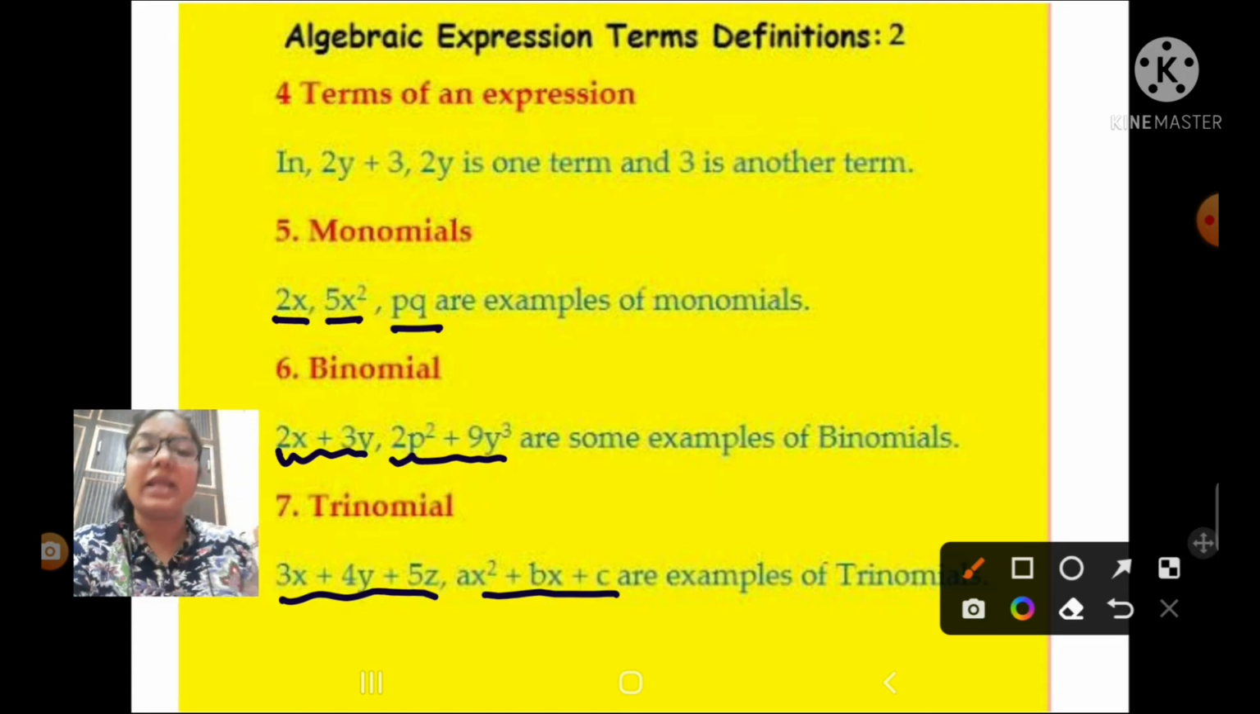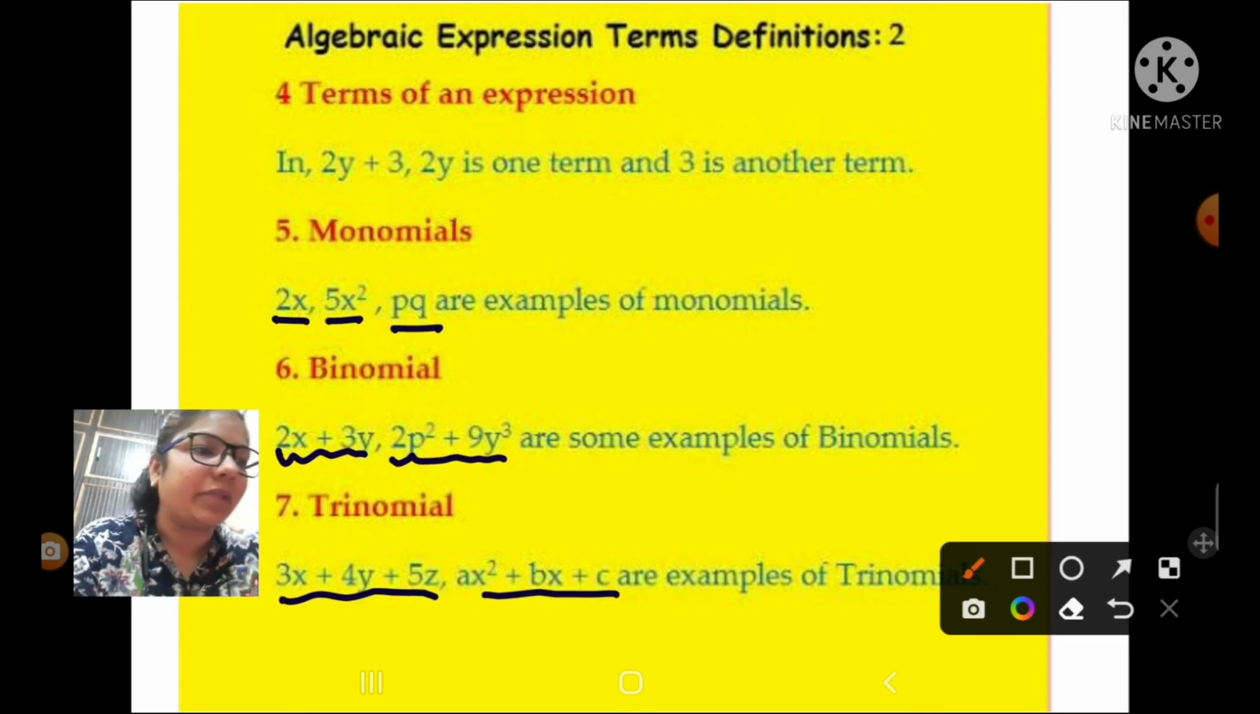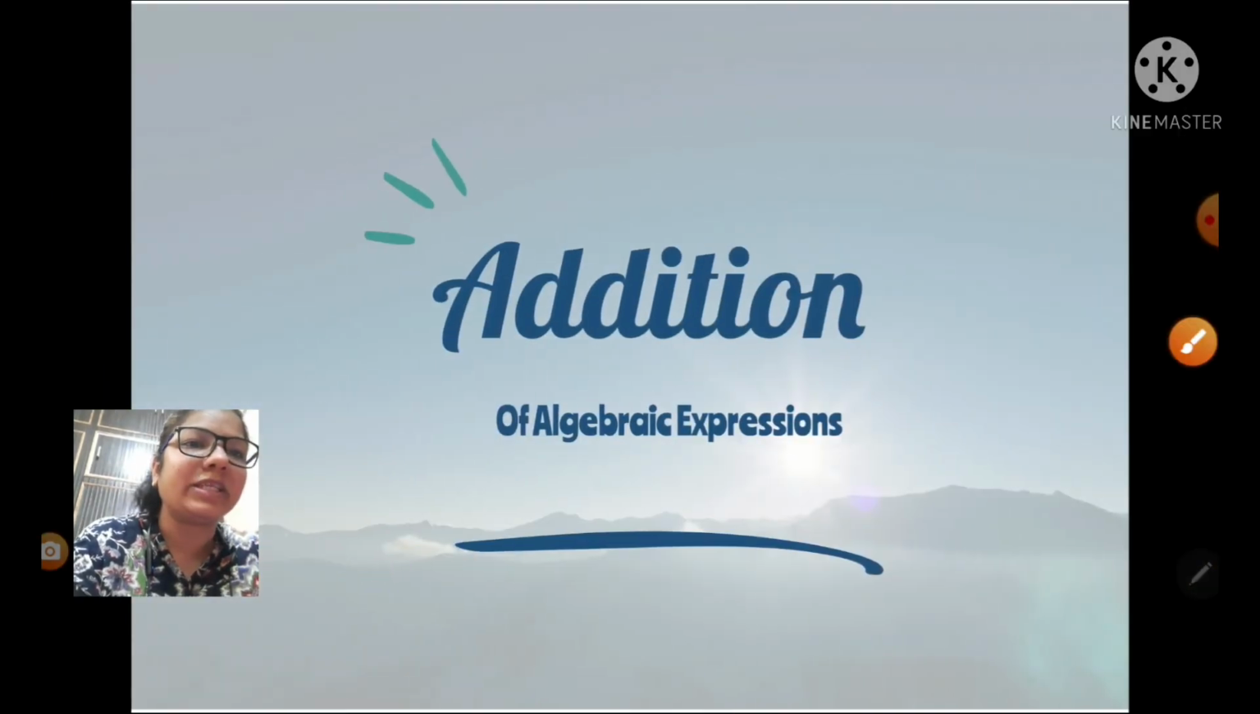Then in an expression, if the number of terms is 1, what do we call them? Monomial. If the number of terms is 2, what do we call them? Binomial. In trinomial, the name is telling us. Tri means 3. If the number of terms is 3, we call it trinomial. Bi means 2. And mono means single. So next is very simple. We talk about addition.